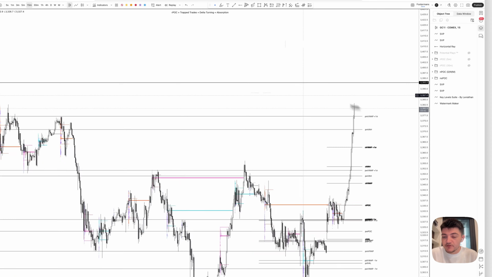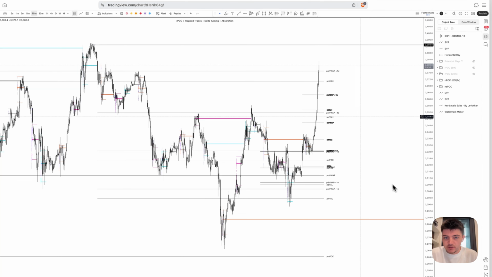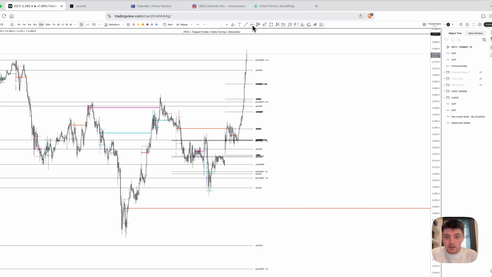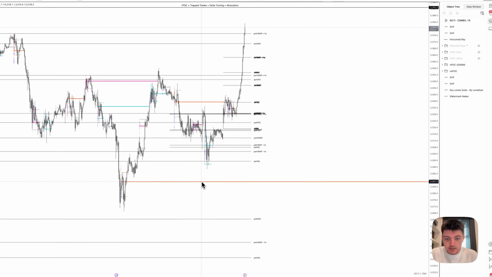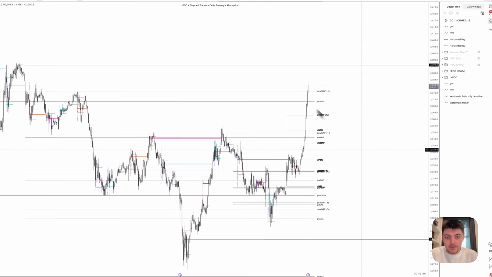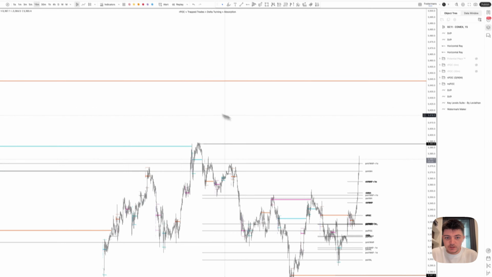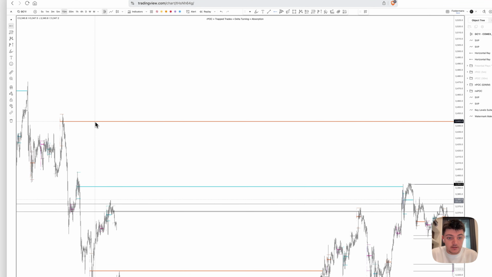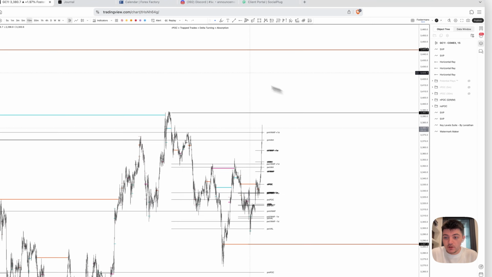Okay, so 3393, that's a perfect psychological level right there. So this closed session POC is just beautiful. And then we're going to get this Asia POC, and they're the two most recent. Can we go all the way up here? Yes, gold can do anything at the moment, so let's just mark that.